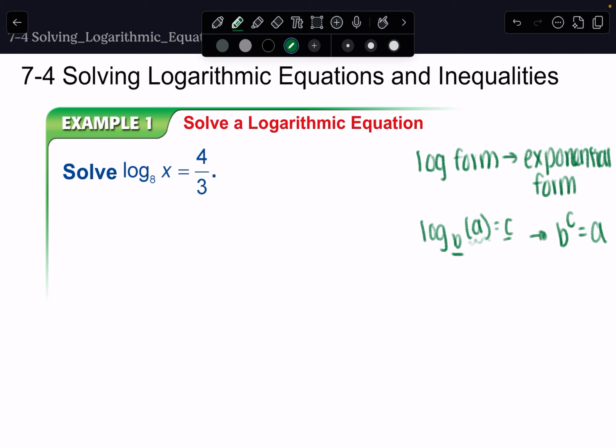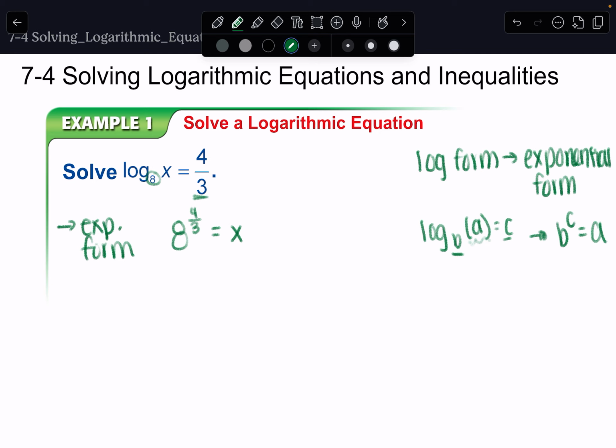So in this first example, you are first changing it to exponential form. What that would look like is your 8 becomes the base of your exponent. The 4/3 becomes your exponent, and then it's equal to x. So from here, you are solving. You should be able to plug that into your calculator the way that it is.